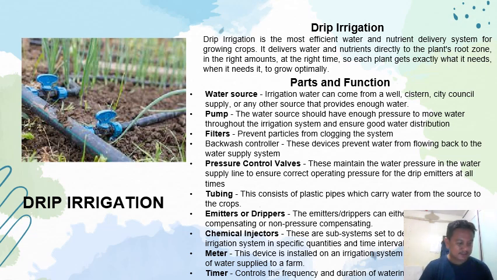Chemical injectors: these are subsystems set to deliver nutrients into the irrigation system in specific quantities and time intervals. Meter: the device is installed on an irrigation system to measure the volume of water supplied to a farm. A timer controls the frequency and duration of watering.